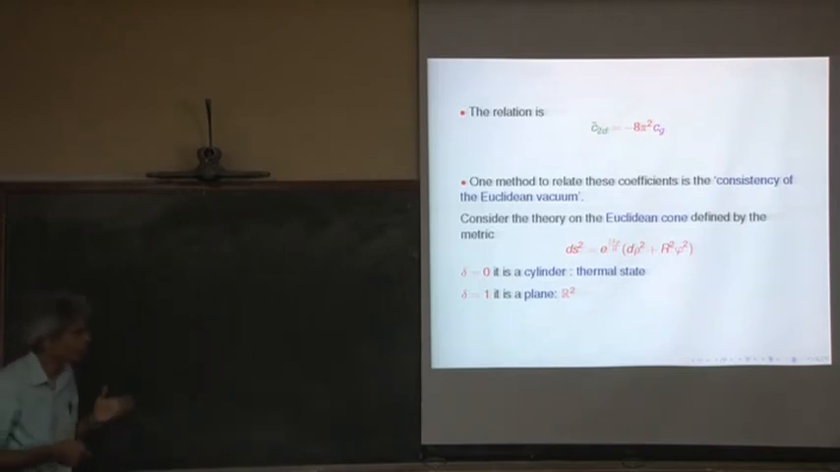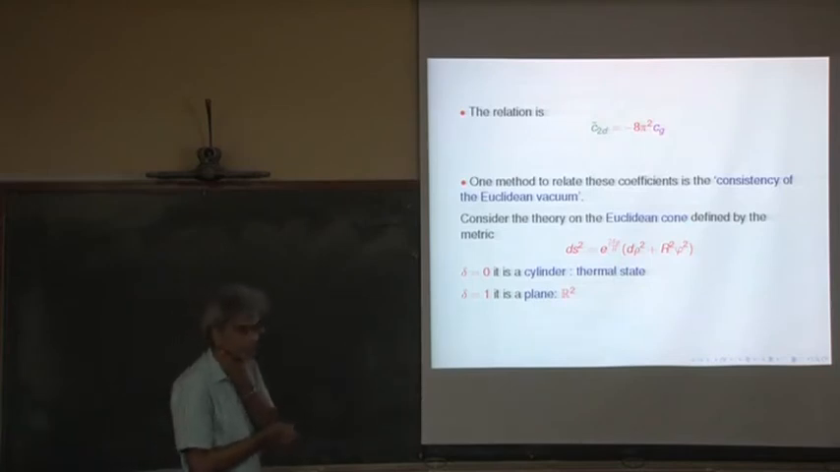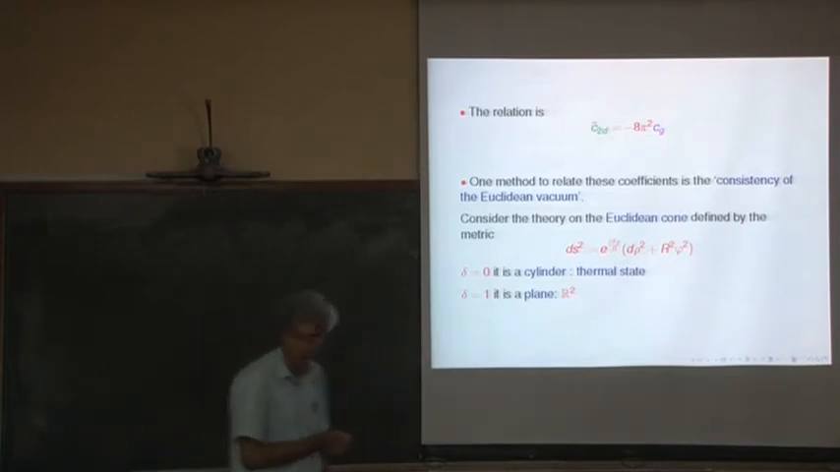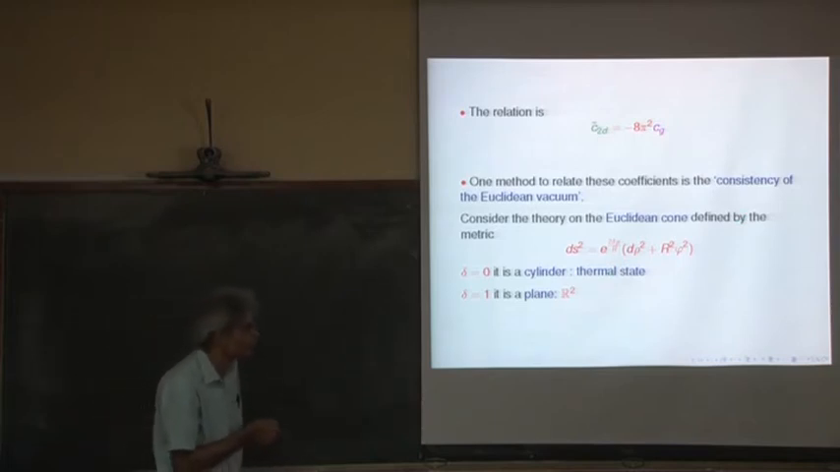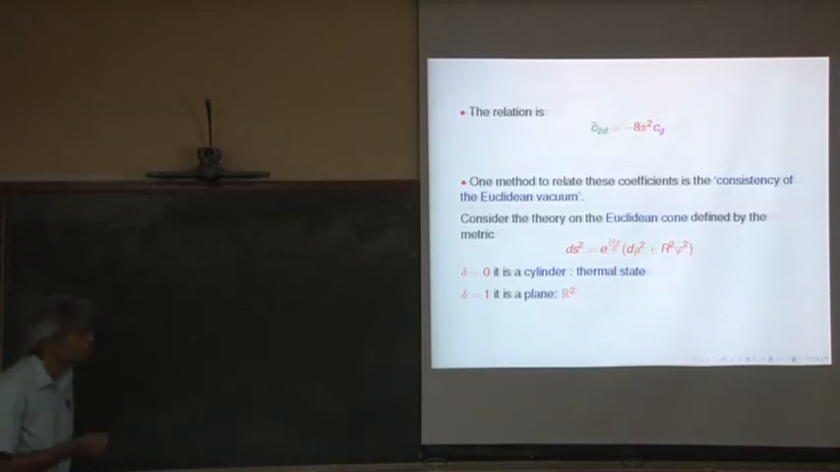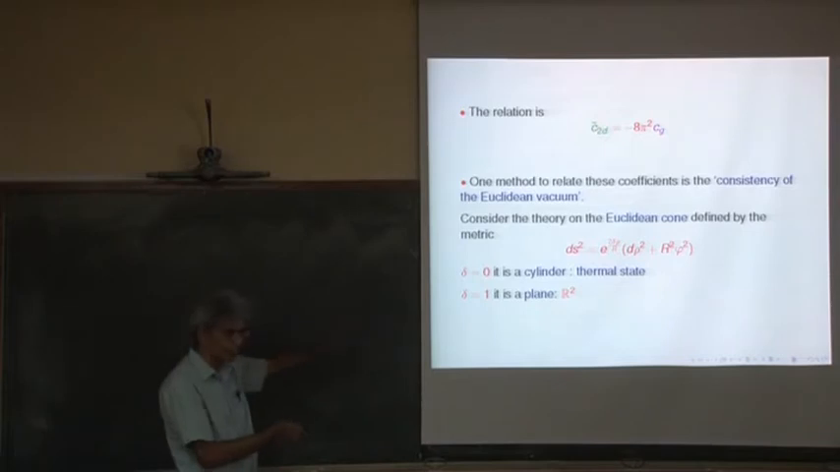So you consider the Euclidean theory on the Euclidean cone. So here it is, in 2 dimensions. You go to Euclidean space and consider the theory on the Euclidean cone. And here you see that delta equals 0. It's like a cylinder, dr squared plus r squared d phi squared here. And if you put delta equals 1, you can do some change of variables and make it like dr squared plus r squared d phi squared. It becomes a plane. So you're considering the theory on the cone, and you have this metric which interpolates between the cylinder, which is the thermal state, and the plane.